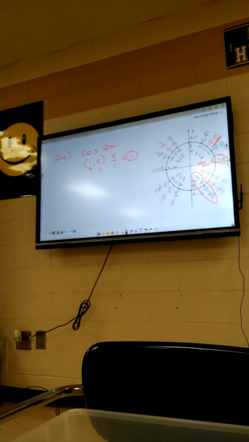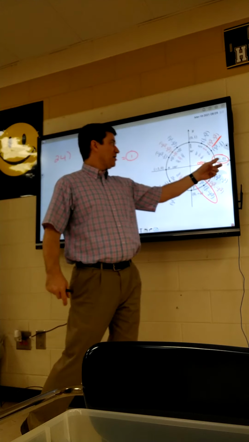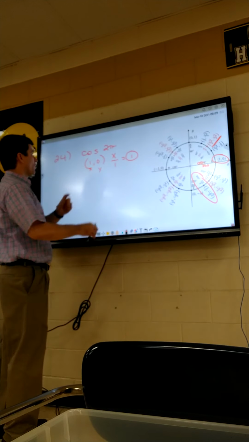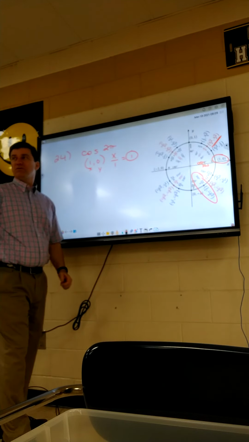Now, something about this section, I said this yesterday, or I should have, we're not going to be able to use calculators on this part on the test. You're going to have to do it by hand. You're going to have to do it by using your unit circle. Is it -1? I got 1 and 0 from right here. Formula is x over 1, so I just slide that, and I think it's positive 1.